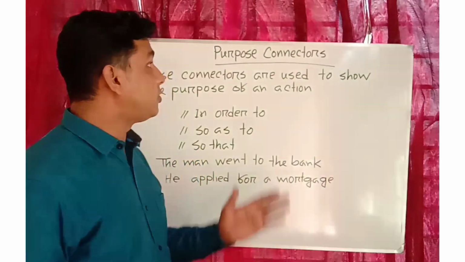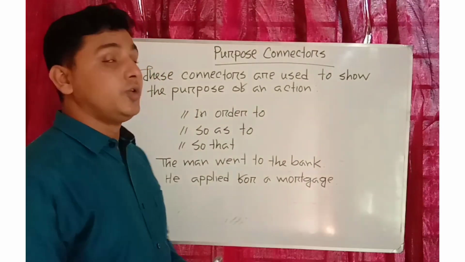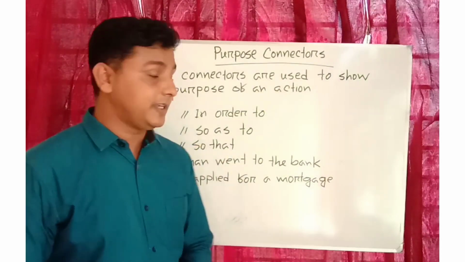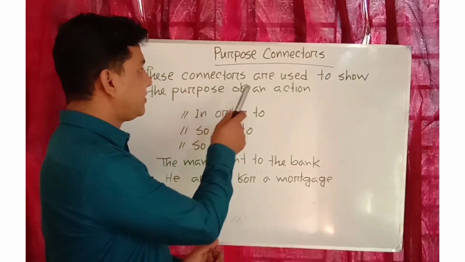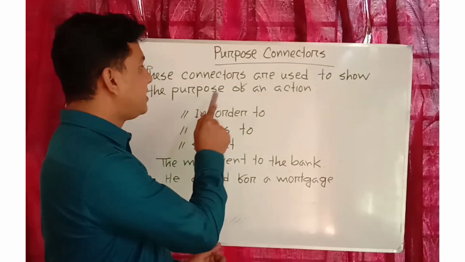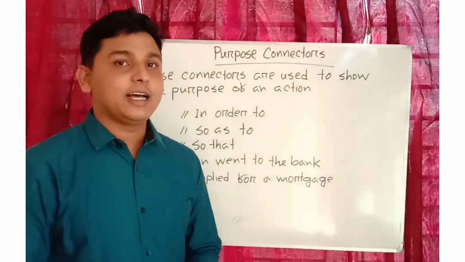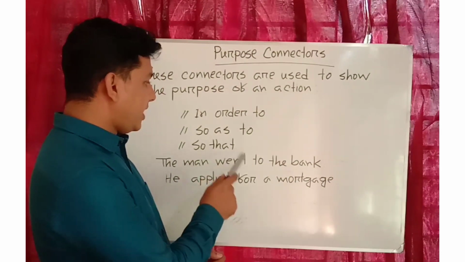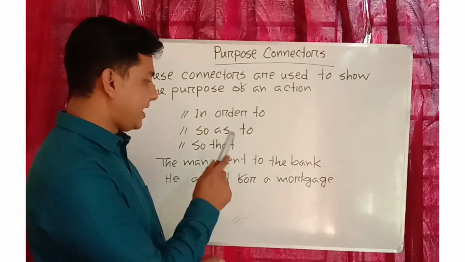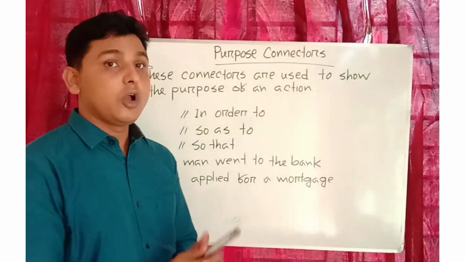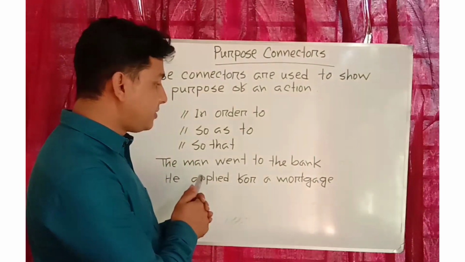Now we'll talk about purpose connectors. Which are purpose connectors? Let's see. In order to, so that: these connectors are used to show the purpose of an action. See the example. The man went to the bank. He applied for a mortgage. Here I have mentioned two sentences. So what is the situation of the two sentences?